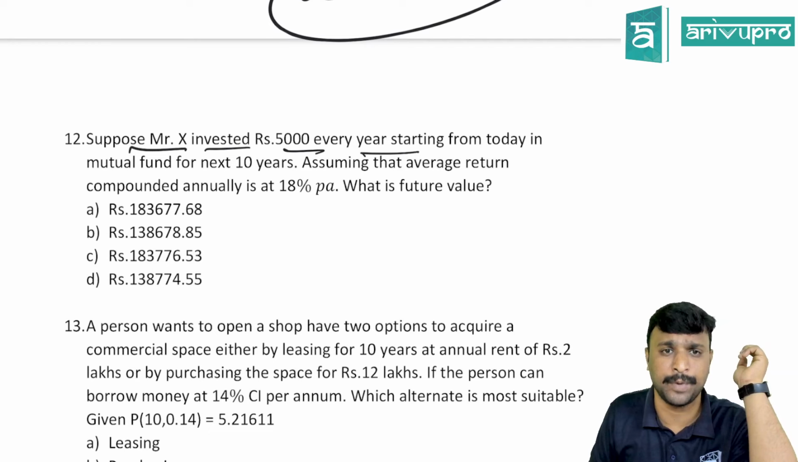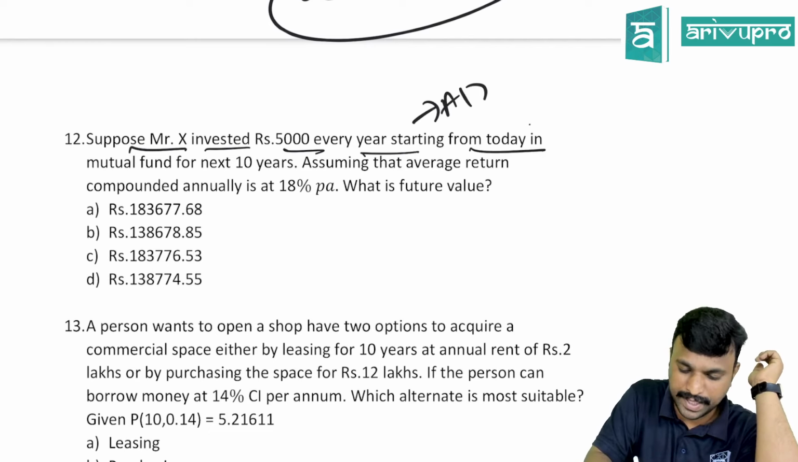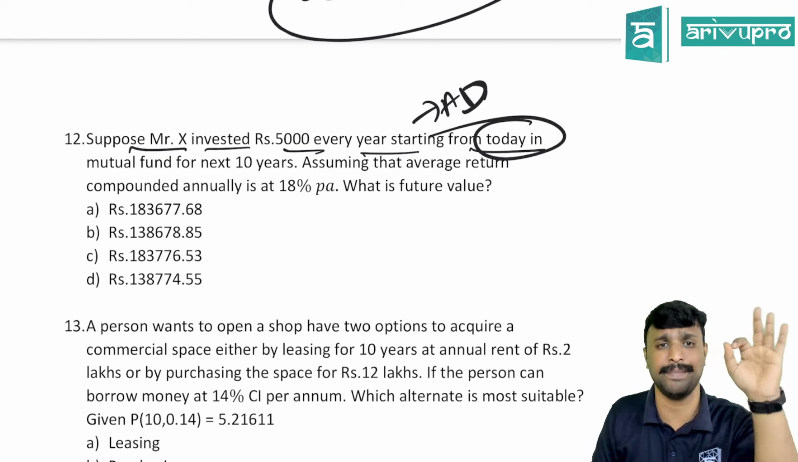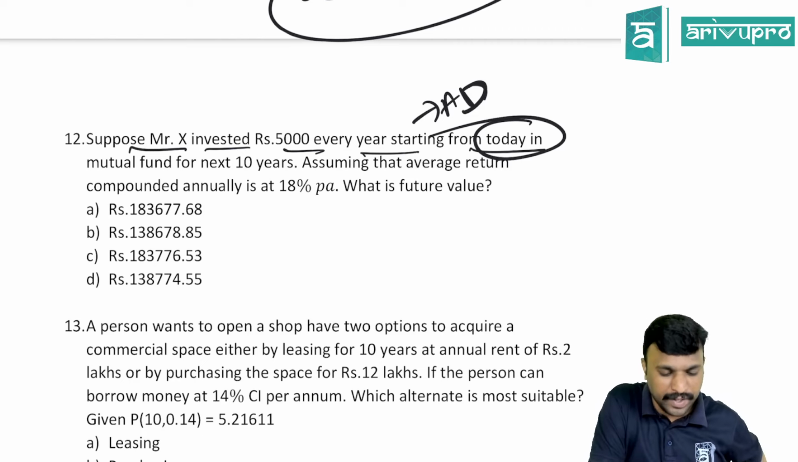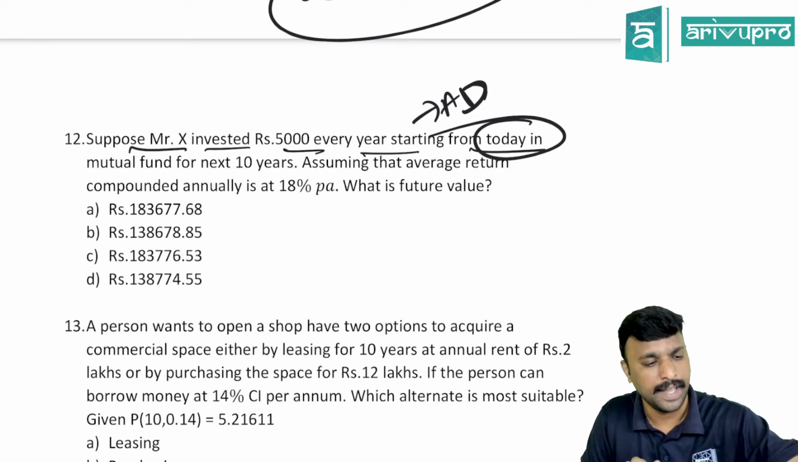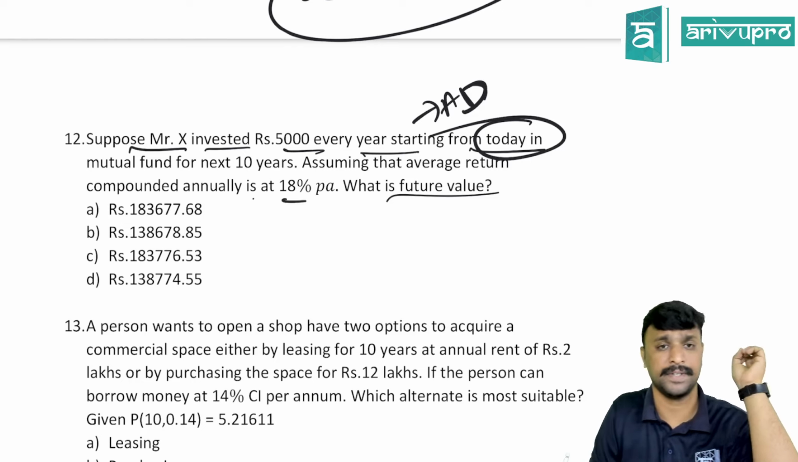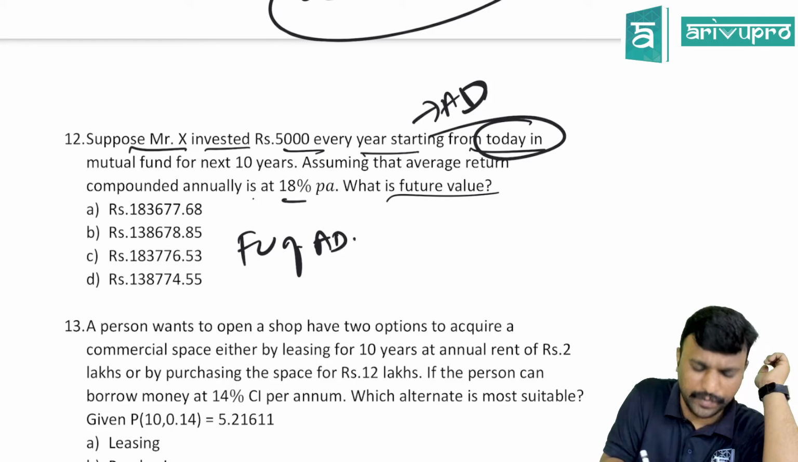Once again an annuity problem from today. So it is annuity due, because what it says is today. So today means definitely it is annuity due. Mutual fund. So obviously in mutual fund for 10 years. Guys, if it is for 10 years, what is the future value we need to find out? And the rate of interest is 18% per annum. So FV of annuity due is what we need to compute.